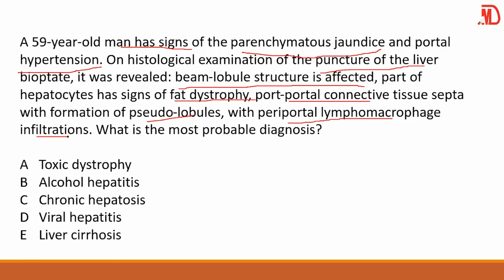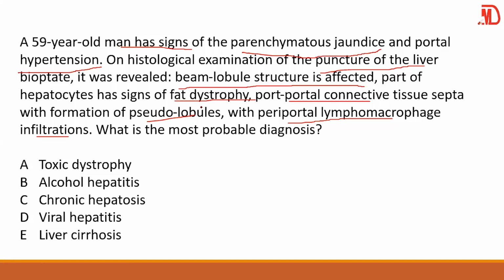What the analysis is trying to tell us is that gradually the hepatocytes in the liver are turning into fibrous tissue, they are beginning to get scarred. So it is going to a chronic disease. That means the normal hepatocytes are being replaced by fibrous tissue. That's what they're telling us, that the hepatocytes are having signs of fat dystrophy.